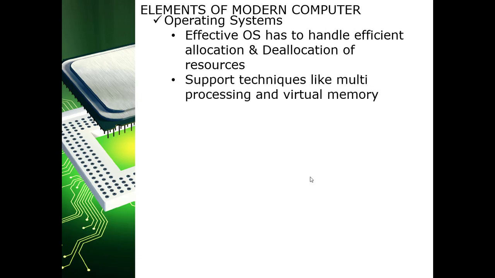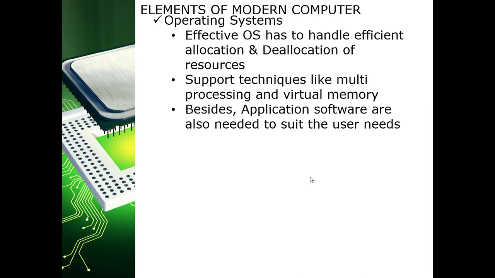Moreover, an operating system has to support techniques like multiprocessing, multi-threading, and virtual memory. In order to speed up the process with the limited hardware resources that we have seen, an OS also has to use and simulate these techniques: multiprocessing, multitasking, and virtual memory. Okay.